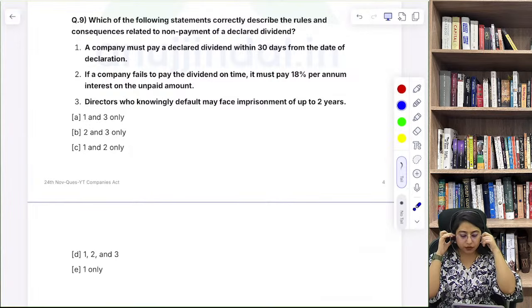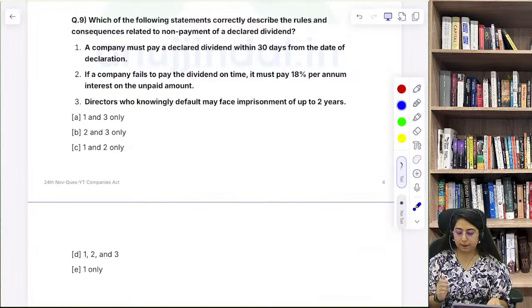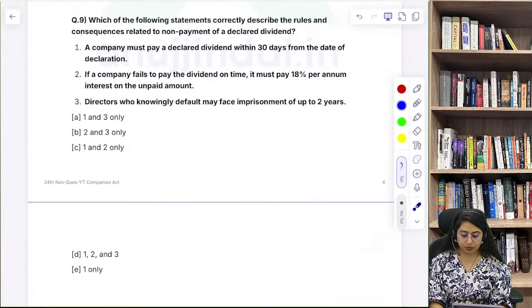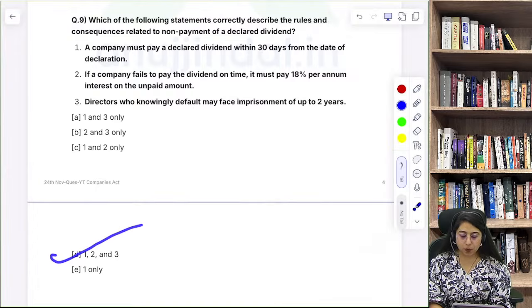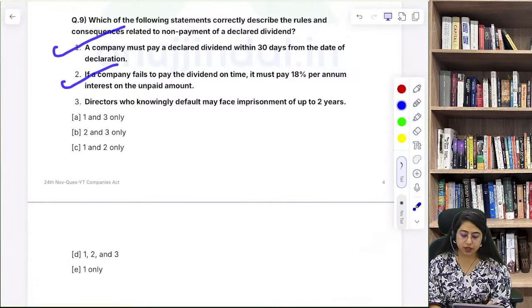Why do you think the third statement is incorrect, Rahul? Actually, the correct answer here is option D. All three statements here are correct.